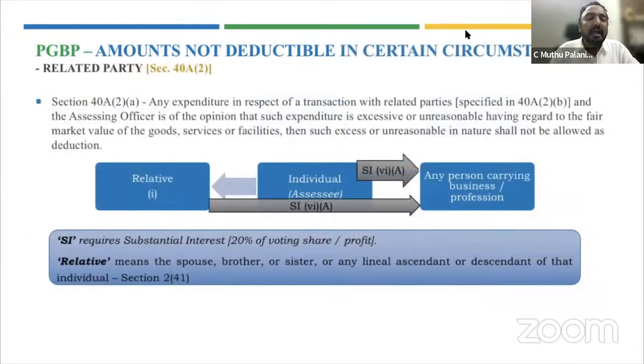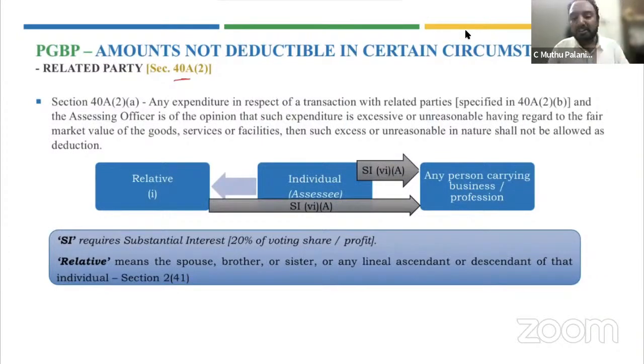Clear? The next section, now we are moving to section 40A. So far we saw clause A and clause B of section 40. Now we are going to 40A. What is 40A? I told you very simply: the expenditure is okay, but I'm not okay with the mode or the manner in which you are making the payment.